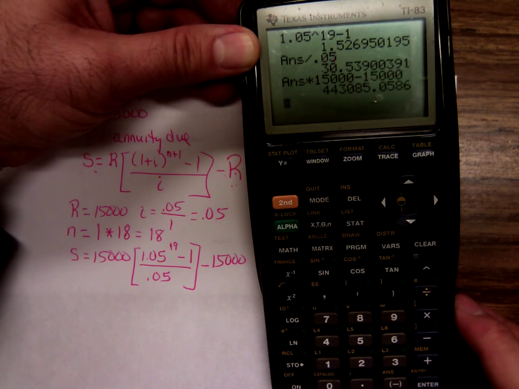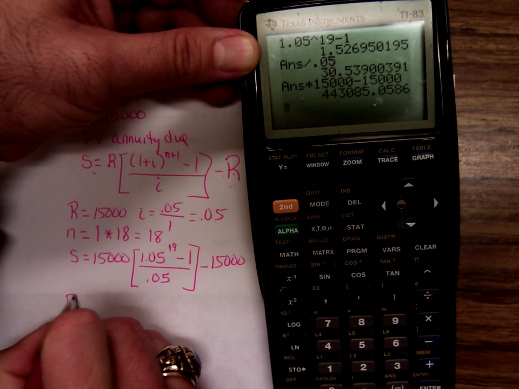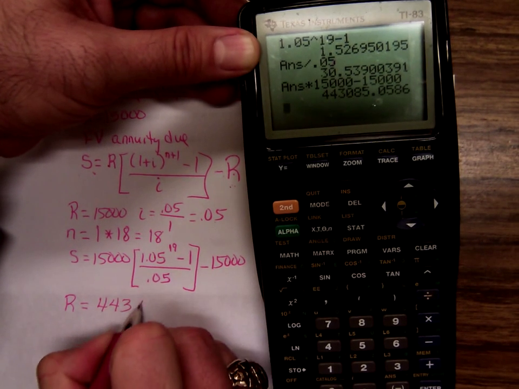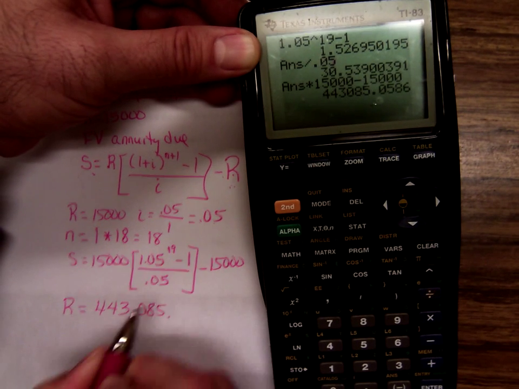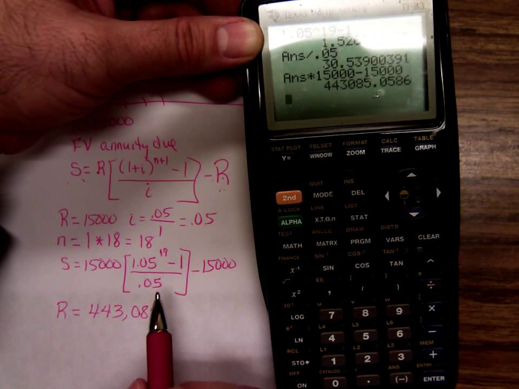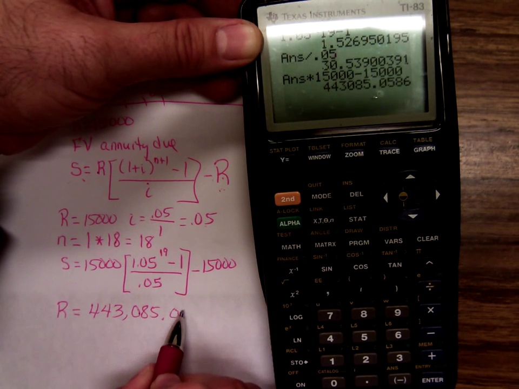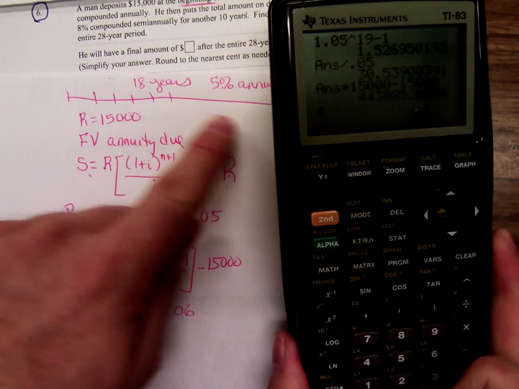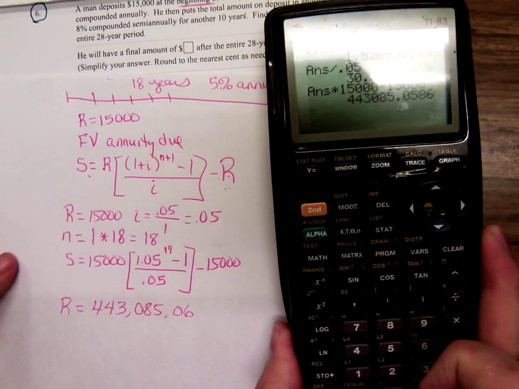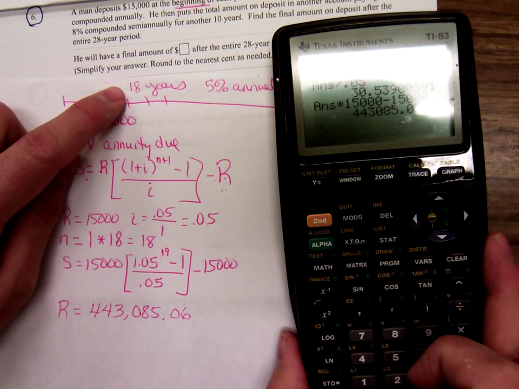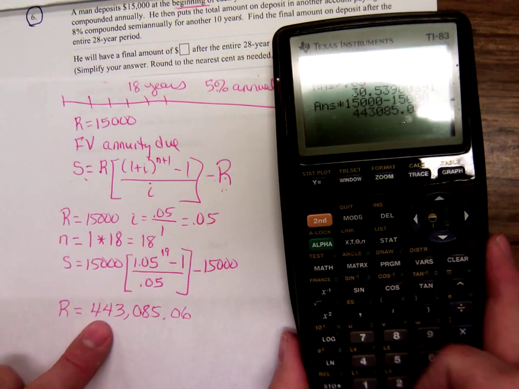So that's the amount of money in the account after the 18 years. This person's been saving $15,000 a year in an annuity due for 18 years, and he has that much money.